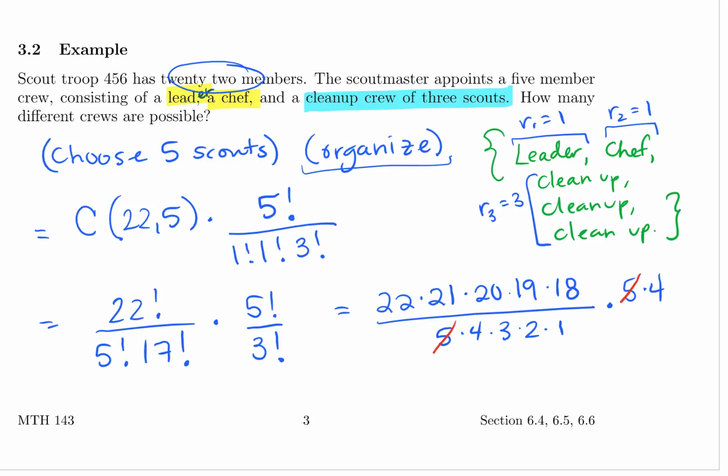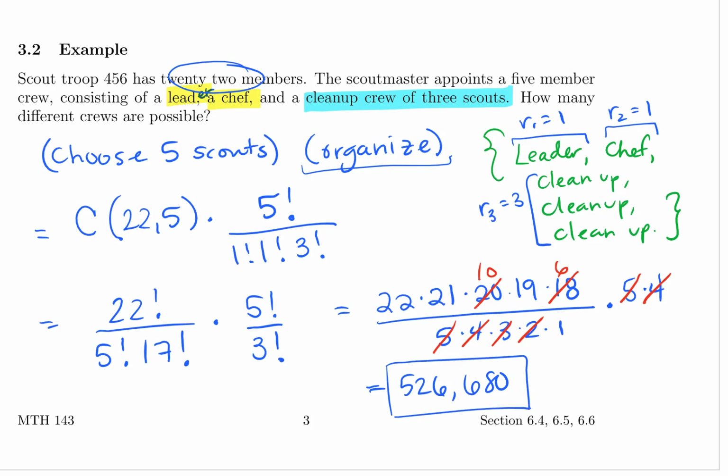And so multiplying this all out, you can also start to simplify. 5 divided by 5 gives us a 1. 4 divided by 4 gives us a 1. 3 goes into 18 6 times. 2 goes into 20 10 times, etc. You can simplify, and we should end up with 526,680 different ways that we could choose 5 scouts and then assign them to a leader, a chef, and a cleanup crew.